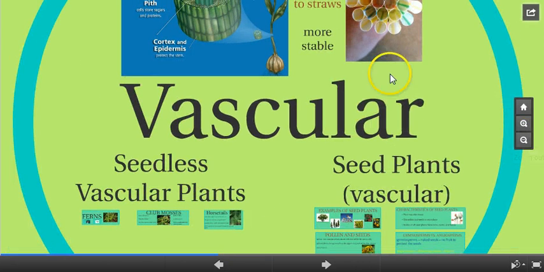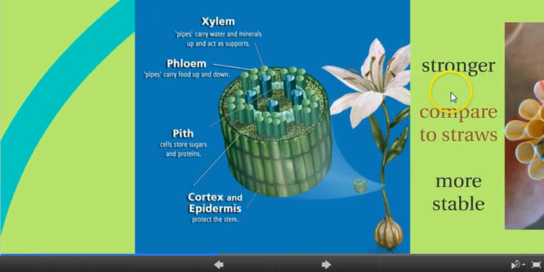And as a review, vascular tissue is tissue that transports materials throughout the plant. As you can see in the cross section of this stem, remember that vascular tissue consists of phloem pipes and xylem pipes or tubes. The phloem carries food up and down the plant through these tubes, and the xylem pipes carry water and minerals up and down.